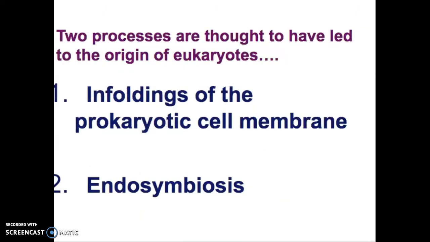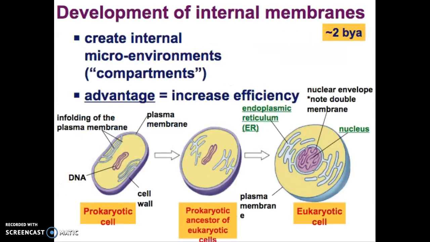Oops, sorry, skipped forward a little bit. So there's two processes. There's infolding of the prokaryotic cell membranes, and then there's endosymbiosis. So infolding of the membranes. So over time, the internal microenvironments were created about 2 billion years ago, where these membranes would actually infold inside the prokaryotic cell, and the cell was able to increase its efficiency at actually being able to transport information and create what it needed to create.